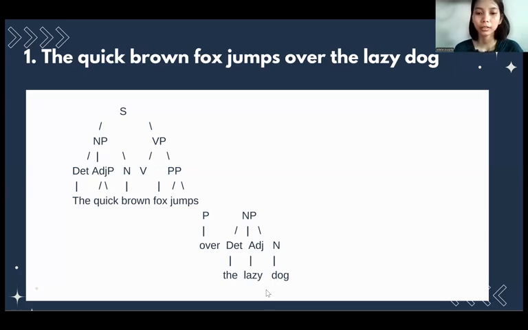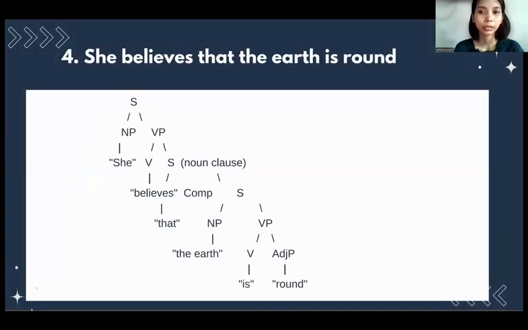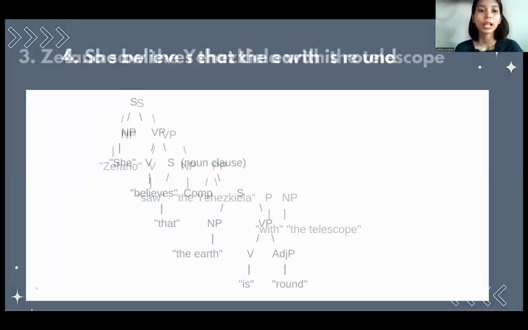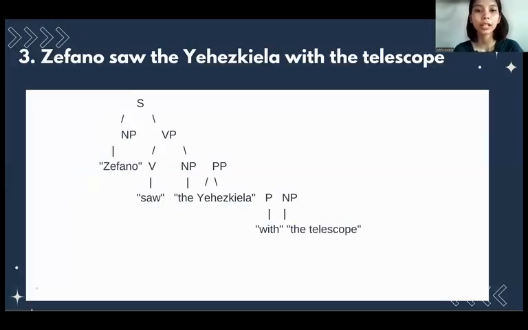Okay, next we're going to talk about number 3, "Zevano saw the Ezekiela with the telescope." Here, "Zevano" is a noun phrase, "saw" is a verb, and "the Ezekiela" is a noun phrase, and then "with" is a preposition, and "the telescope" is a noun phrase.